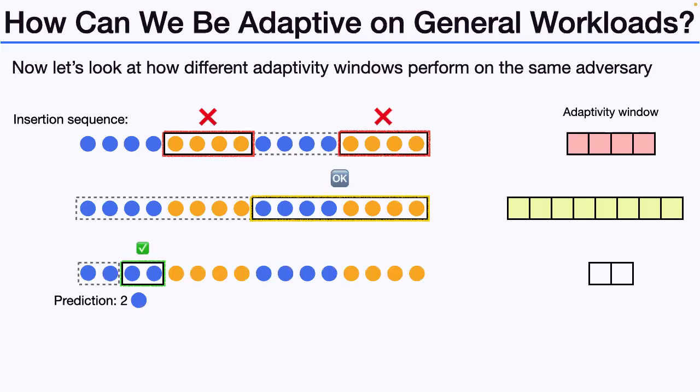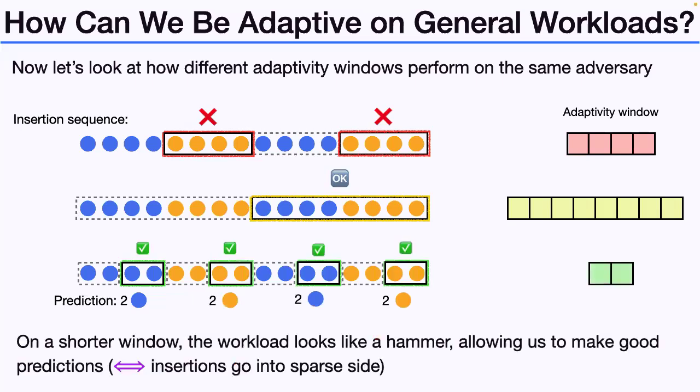Then if I had a window that's even shorter, I'm predicting over 2 inserts, and look at the next 2 inserts. Now over here, I'm exactly correct. 2 went left and 2 are going to go left again. And this continues all the way down.